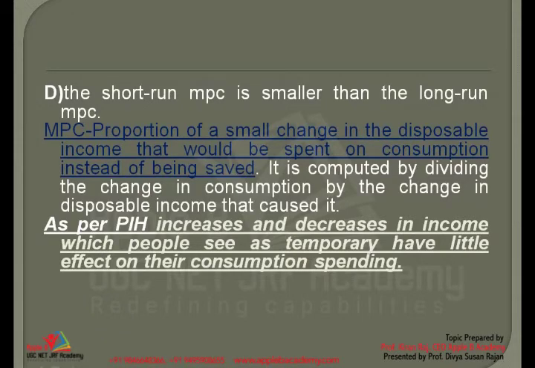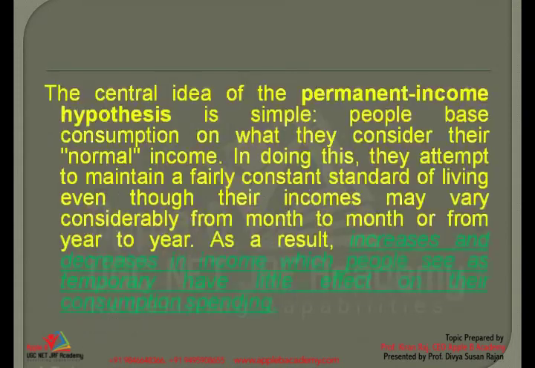The reason why we say that is because MPC is considered to be the proportion of small changes in disposable income that would be spent on consumption instead of being saved. Now this is computed by dividing the changes in consumption by the change in disposable income that caused it. According to the permanent income hypothesis, the increase and decrease in income which people see as temporary have little effect on their consumption spending. This is what we had explained here in the last sentences that has been marked in green.